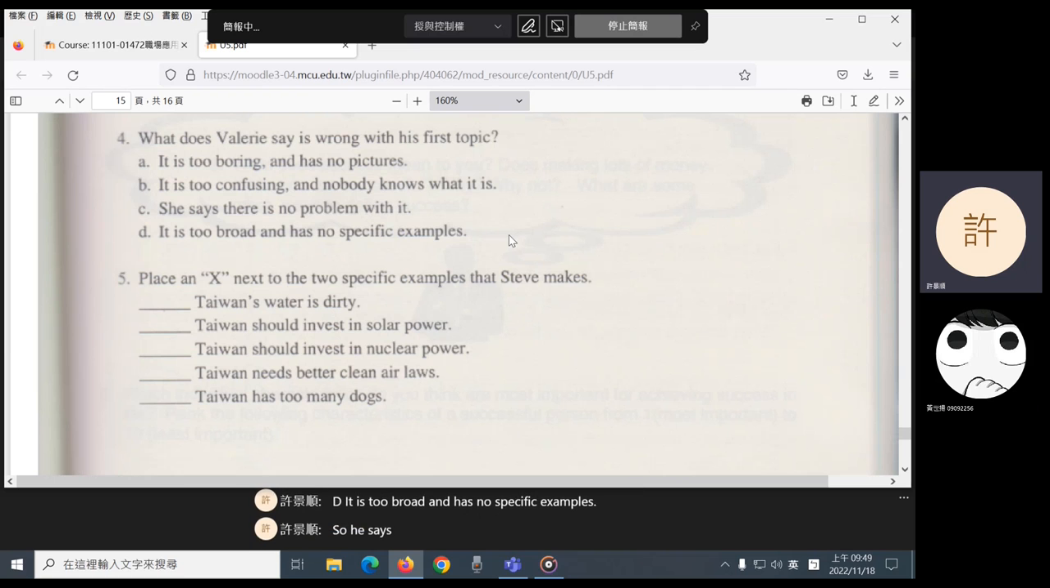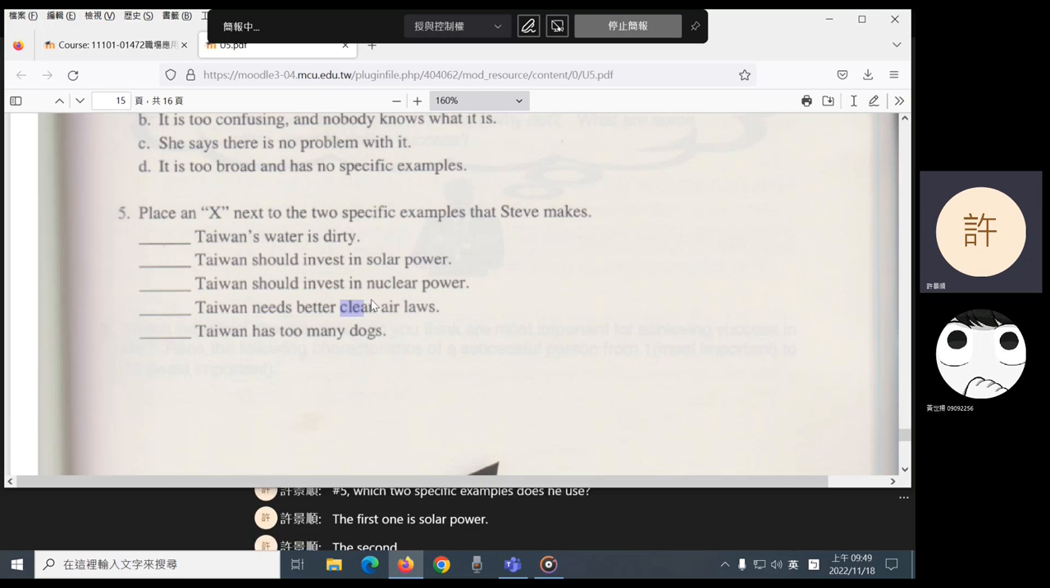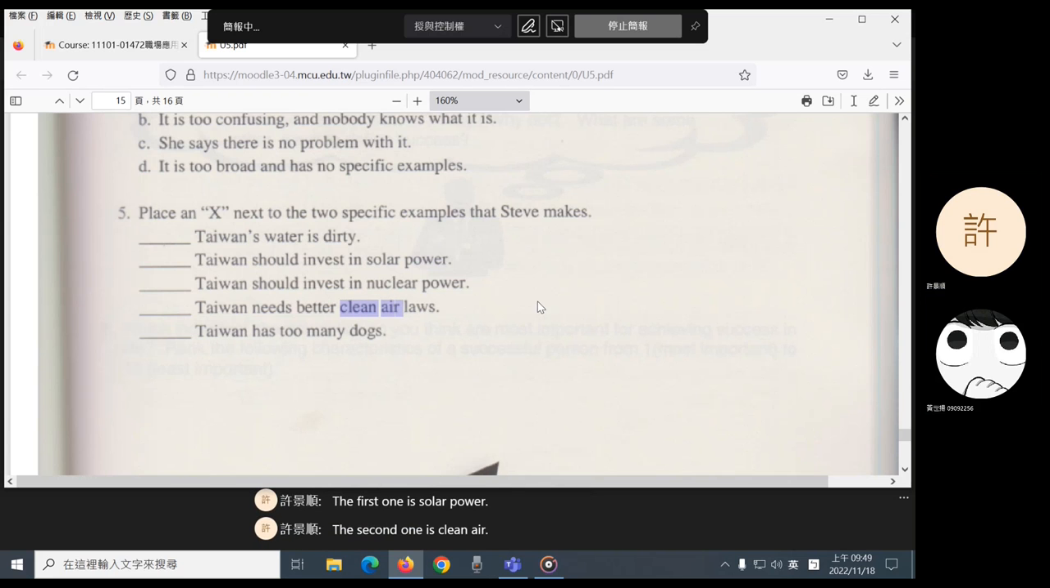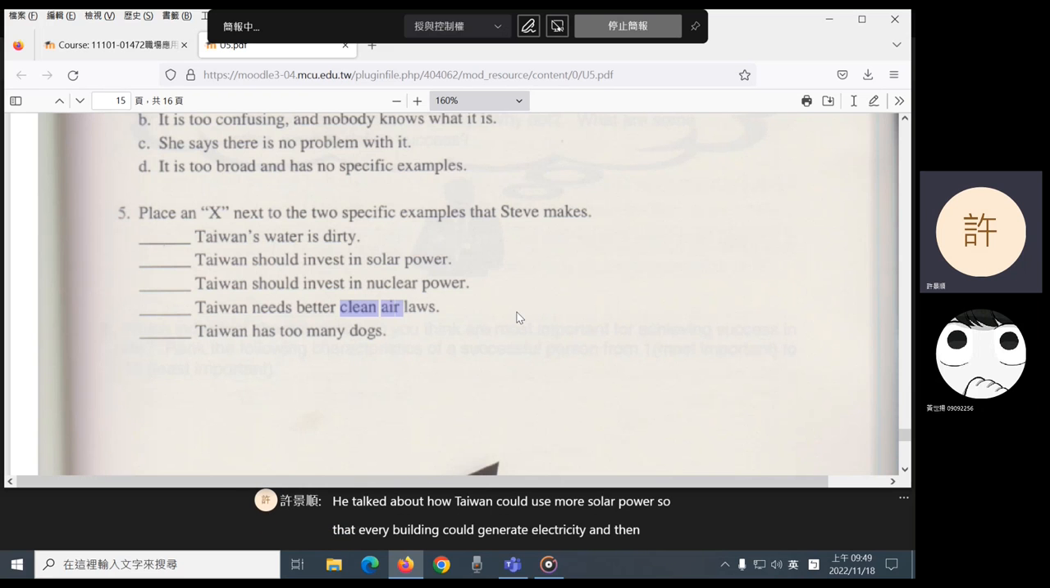So he says, the environment. She says, okay, great. What are you going to talk about? He says, we need to protect it. She says, okay, how? He says, I don't know yet. So he needs more specific examples. Number five, which two specific examples does he use? The first one is solar power. The second one is clean air. He talked about how Taiwan could use more solar power so that every building could generate electricity. And then he talked about how the air, especially in Taipei, is terrible because there are so many dirty cars and scooters.